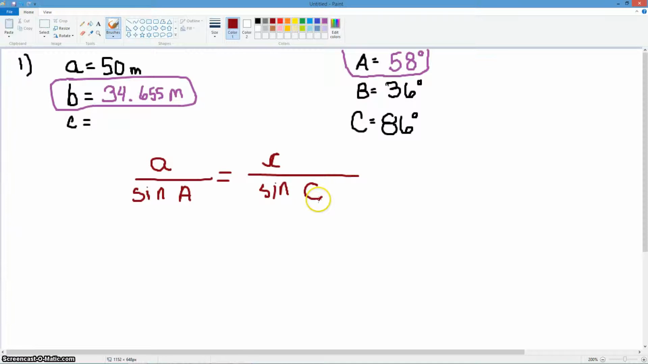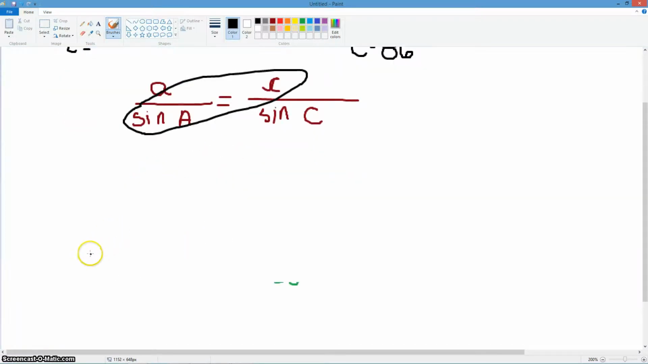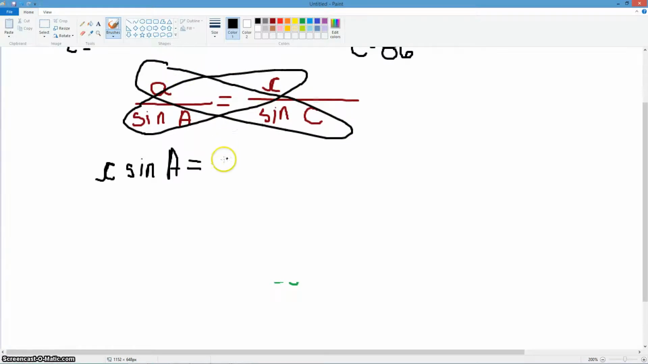Alright, so let's go ahead and basically cross multiply. It doesn't matter which way you cross multiply. I can do these two first, as long as you cross multiply both. So if I do those two, I get little c sine of big A equals, cross multiply these, little a sine of big C.